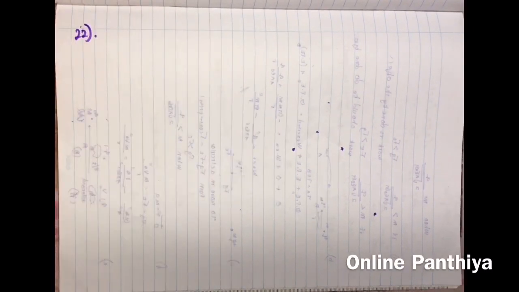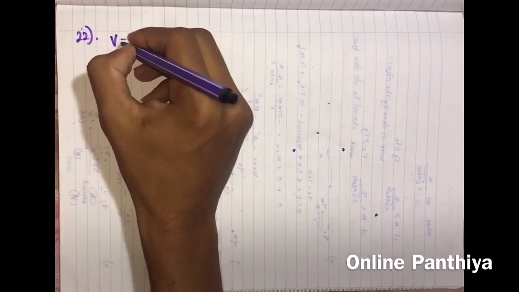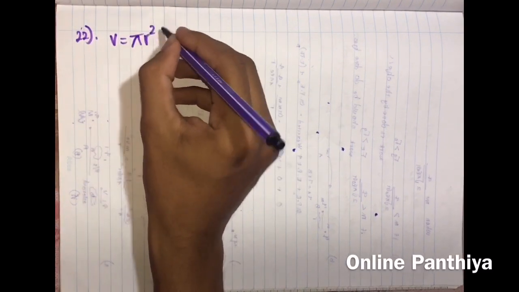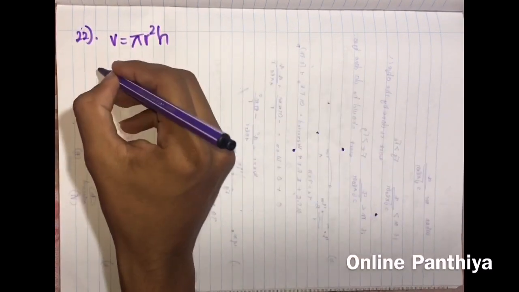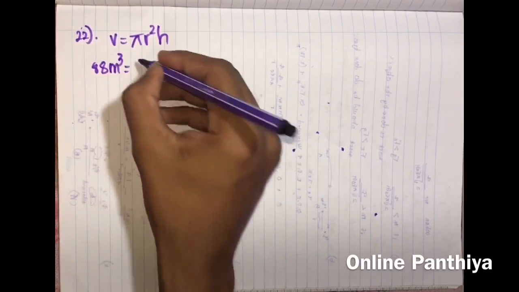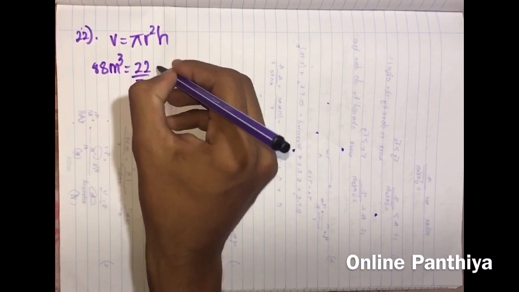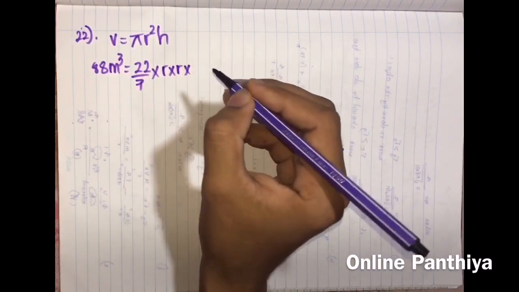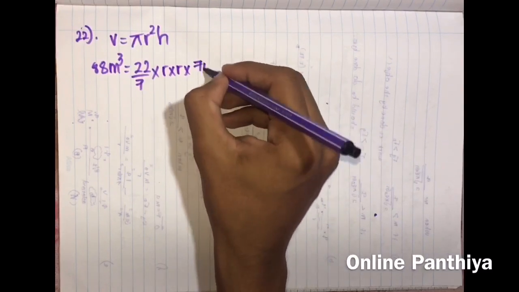22nd question. If the volume of a right circular cylinder of height 7 meter is equal to 88 cubic meter, find the base radius of the cylinder in meters. Now you should know only the formula of a cylinder, that is equal to what? Pi r square h. So since you know the volume, that is equal to 88 cubic meter, pi is equal to 22 over 7. What is r? You don't know, so I'll write r into r, and height is given as 7 meters.